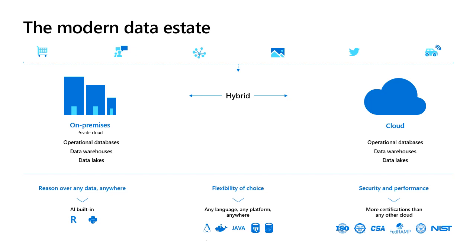Right now, for example, you can use R and Python scripts to run machine learning algorithms directly on top of the database. You can certainly do that with SQL Server 2019. You have flexibility of choice in terms of running it on any language, any platform, anywhere. And on the cloud itself, you're secure because our cloud service holds more certifications than any other cloud provider.